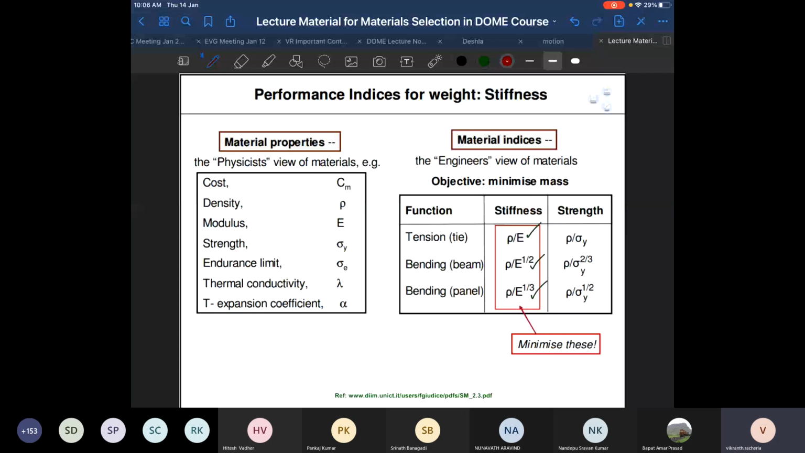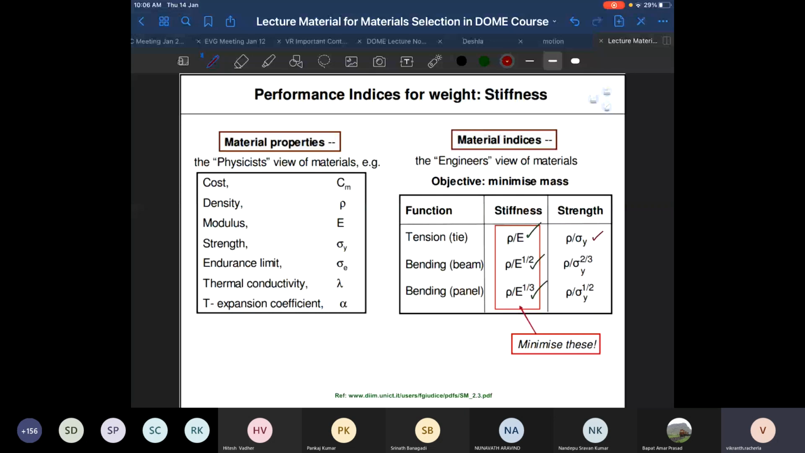Now, on the other hand, if you are selecting a member based on the constraint that the member must not undergo permanent deformation when subjected to the loading in the problem, and with this constraint, if you want to select a material with the lowest amount of mass, then if the member is being subjected to tension or compression, what you need to be looking for is a material with minimum value of rho by sigma y, where sigma y is the yield strength of the material, rho is the density of the material.